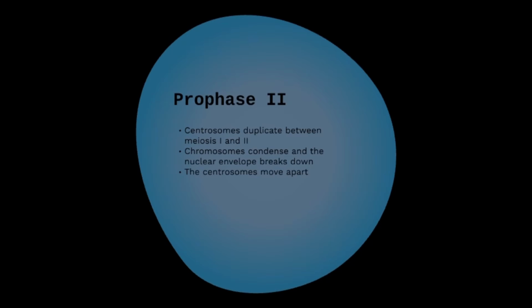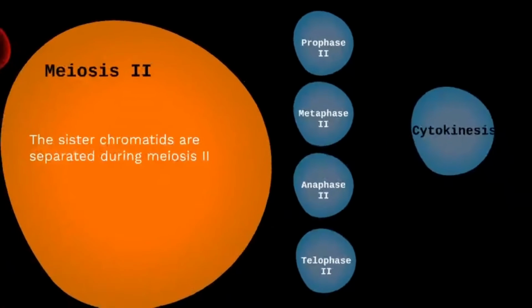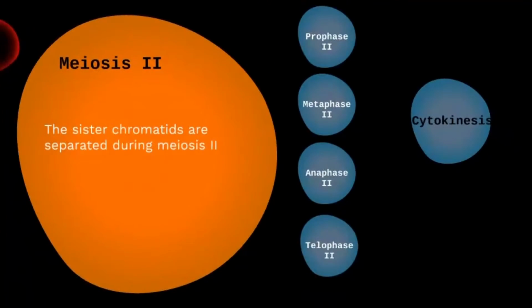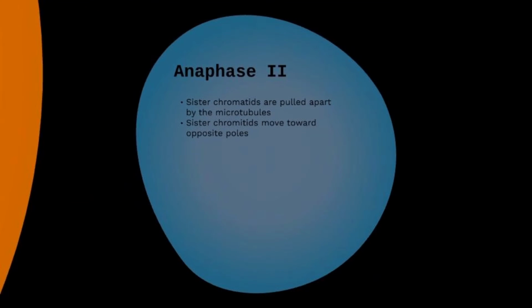And then we have metaphase II, and during this stage, the sister chromatids line up along the metaphase plate. So remember, there are no longer homologous chromosomes, they are just for each of the 23 chromosomes that you have in these daughter cells, they will each have a sister chromatid, and these will all line up on the metaphase plate. Then we have Anaphase II. So during Anaphase II, the sister chromatids are pulled apart by the microtubules, and they move towards the opposite poles.